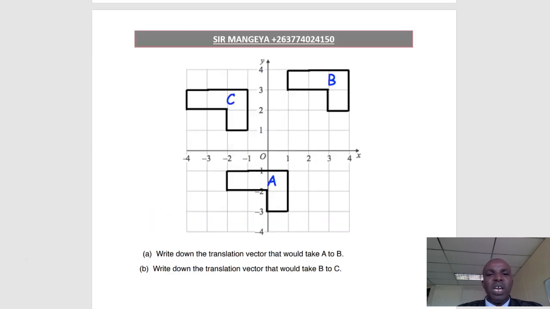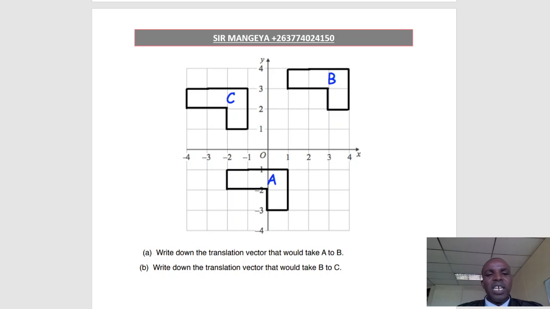Done. Right? Now we have these shapes. Part A is saying write down the translation vector that will take A to B. I can choose which point, this point and this point. And please take note, it's A to B. B is the image. So you say image point, which means point on B minus point on shape A. How many points do we have? 1, 2, 3, 4, 5, 6. Any of these 6 points, just take one.